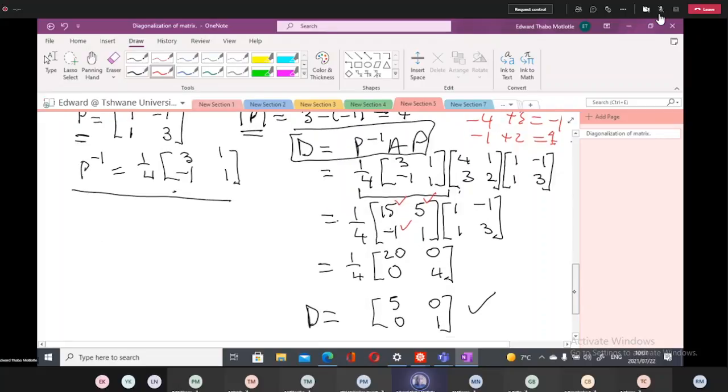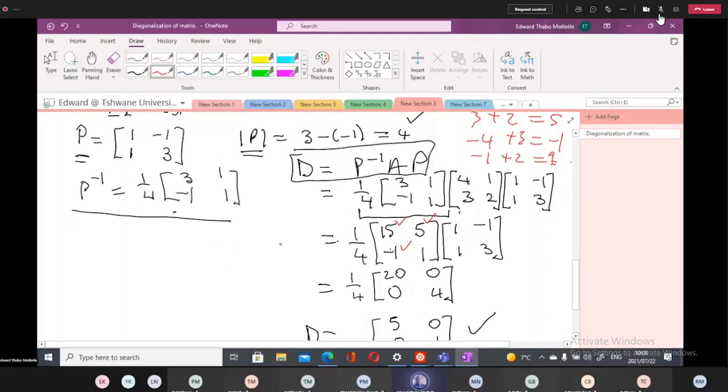Now immediately after that, you do another multiplication. I'll just explain it here. 15 multiplied by 1 is 15. 5 multiplied by 1 is plus 5. This gives me 20. That's how I got that 20. And then 15 multiplied by minus 1 is minus 15. 5 multiplied by 3 is 15. This gives me 0. Minus 1 multiplied by 1 and 1 multiplied by 1, so it's minus 1 plus 1. This is 0. That's how I got this one.